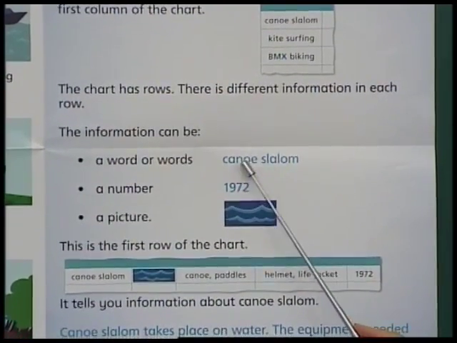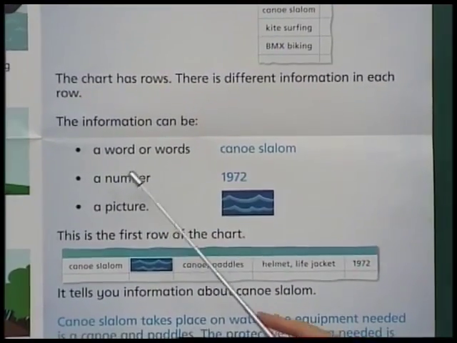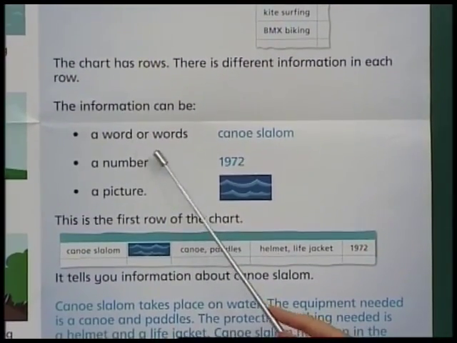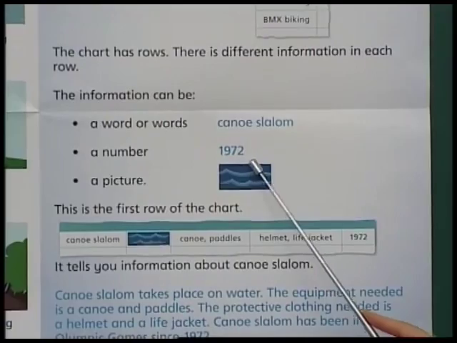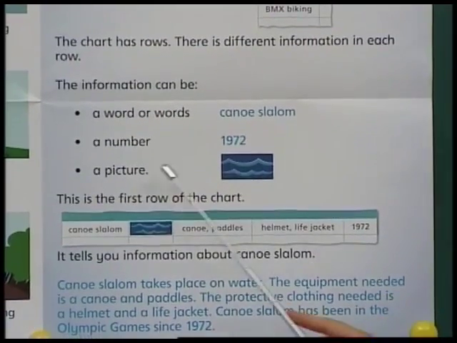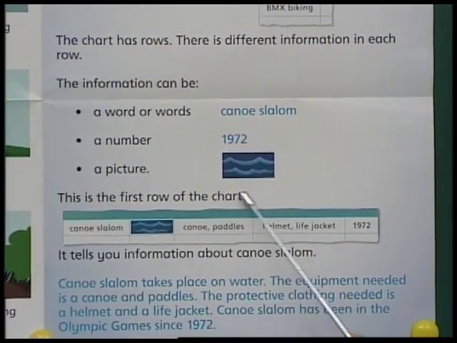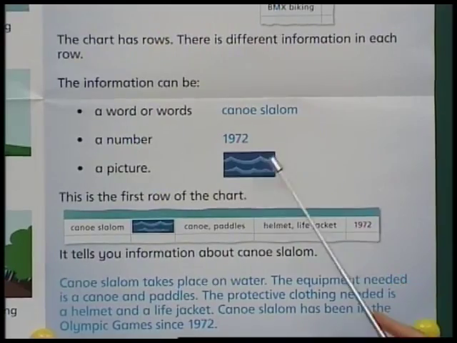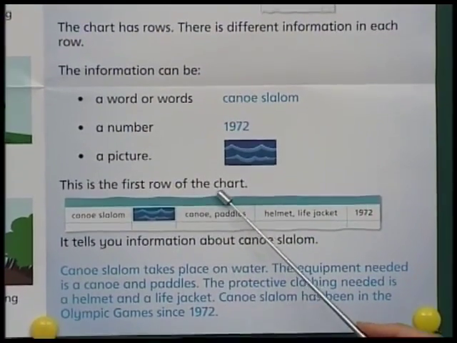Here you see, can you slalom. Then we have a number, 1972, a picture. And now look, this is the first row of the chart.